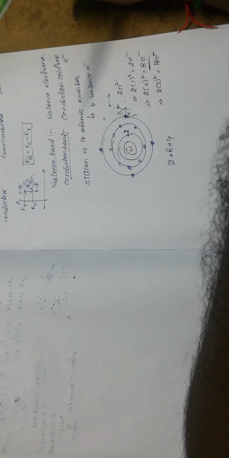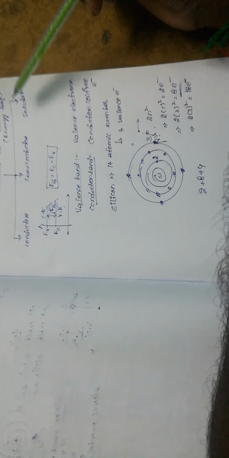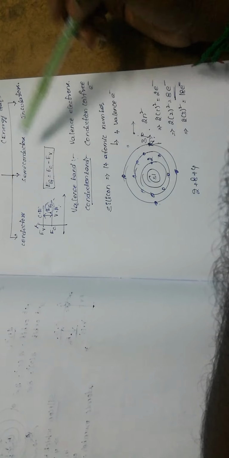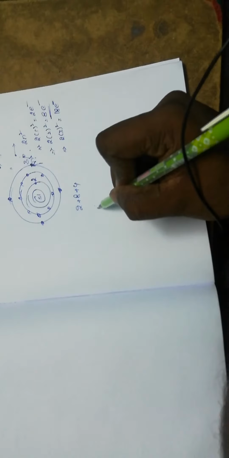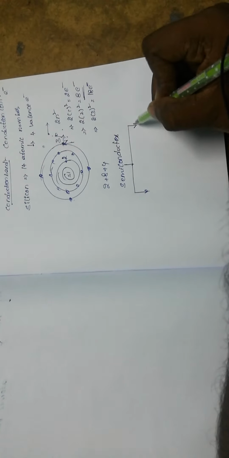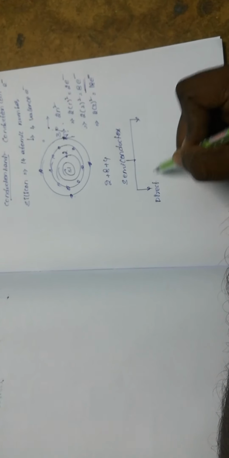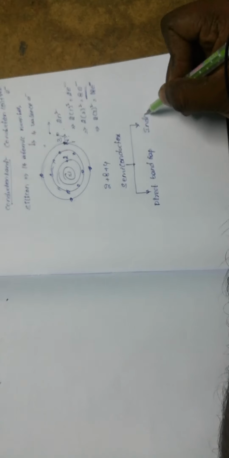Now we will compare the differences between conductors, semiconductors and insulators. Mainly, we have seen that the classification of materials is done depending upon the energy gap into three types: conductors, semiconductors and insulators. Again, the semiconductors are classified into two types, that is direct band gap and indirect band gap.